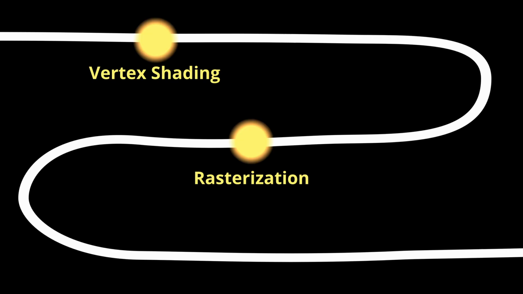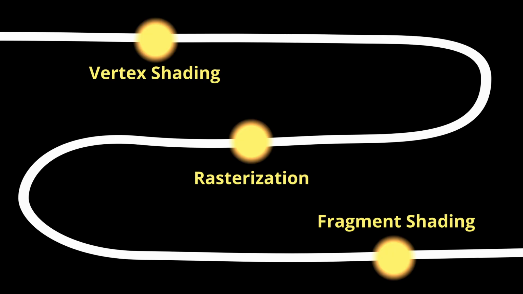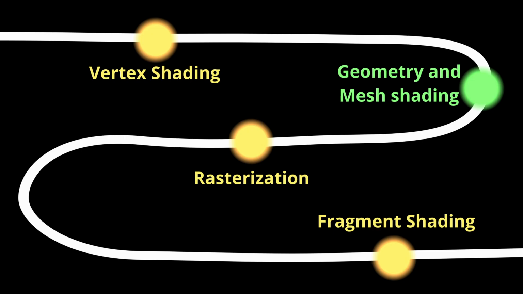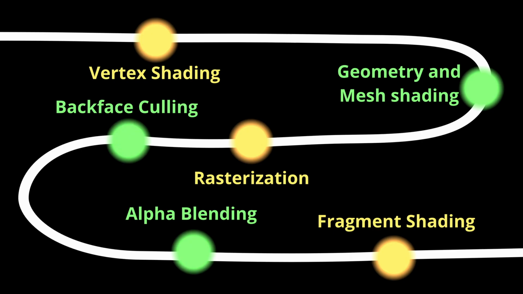Now pipelines. This is the main part of the renderer. There are three main stages: vertex shading, rasterization, and fragment shading. Then often enough there are more steps added on by newer games, but not always. Some of the more notable ones are geometry and mesh shading, backface culling, and alpha blending.